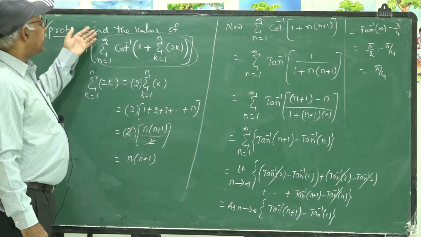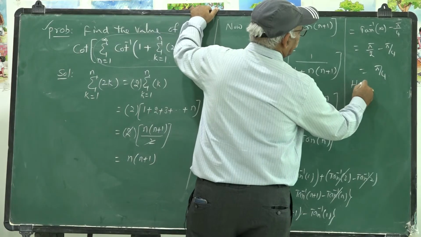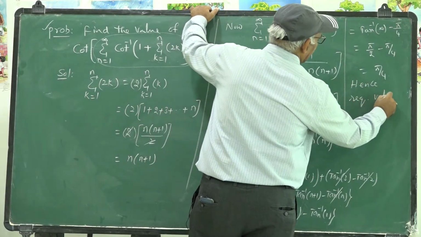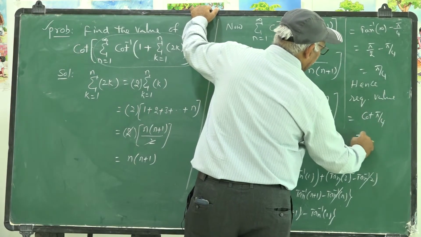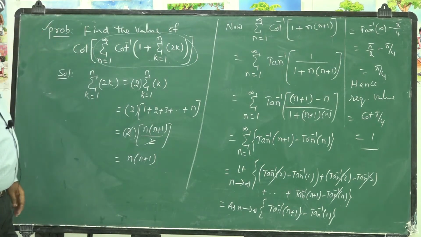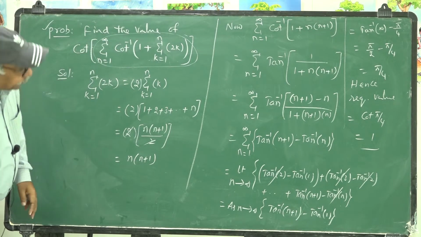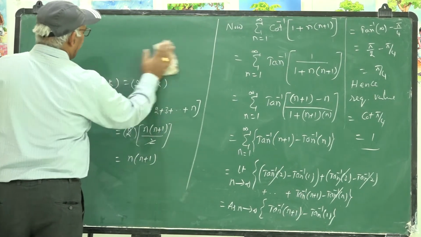The required value is cot pi by 4. Hence, the required value is cot pi by 4, which gives us 1. So this is the required value of the cot of the infinite series. This is given in IIT Advanced.